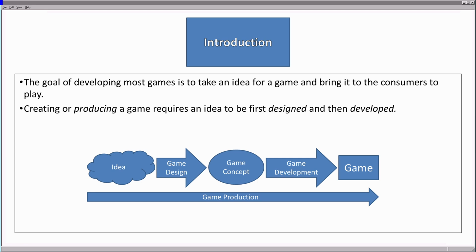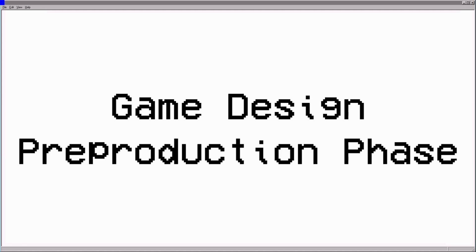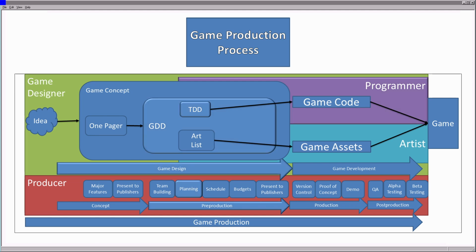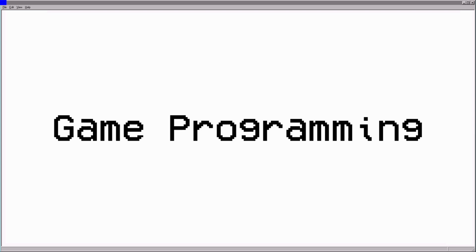In the past lectures, we focused on the concepts and roles related to the game production process. We began discussing the game design pre-production phase. Today we continue this discussion. We turn our attention back to the programmer and continue discussing elements related to the technical design document. We explore more about game programming today.